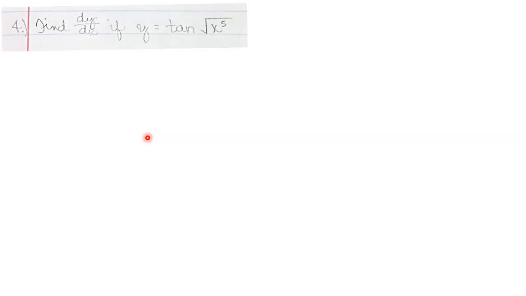All right, then they asked me to find the derivative of tangent of the square root of x to the 5th. So again, I can take the tangent of x, but not the tangent of a quantity.